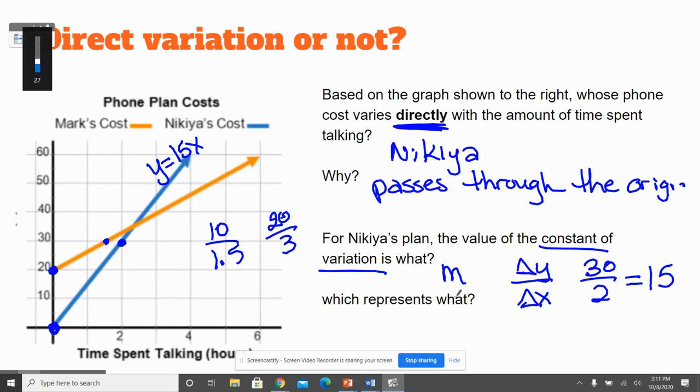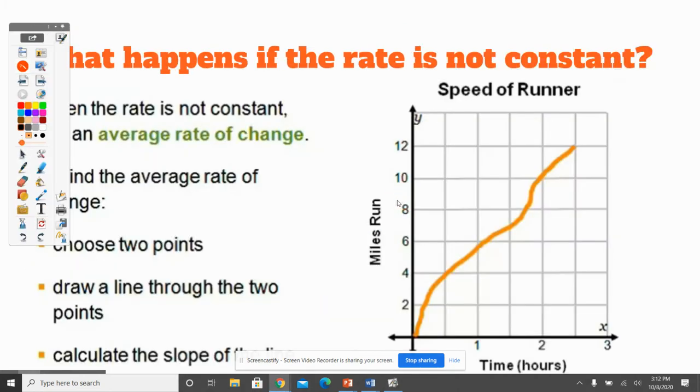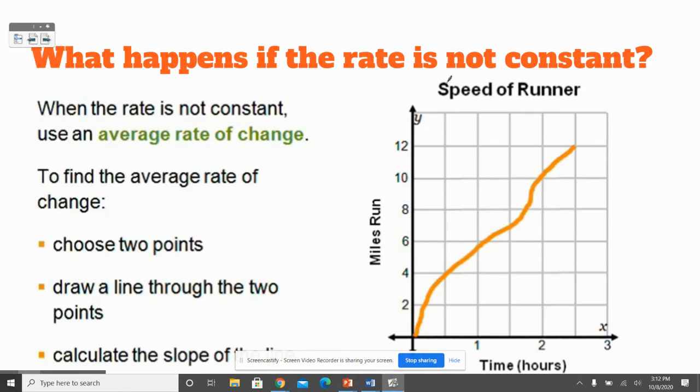And remember, direct variation has to go through the origin, but some lines do not. So what if it's not a straight line? What if the rate isn't constant? On this graph, it's not a straight line, but this is more accurate for how we would run. We might go fast for a little bit and then slow down.